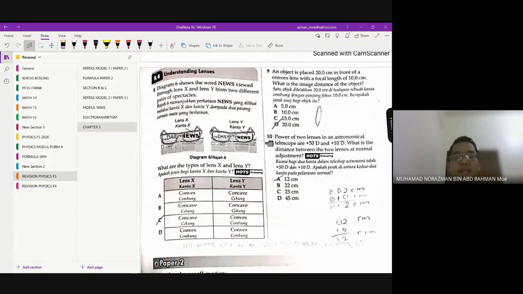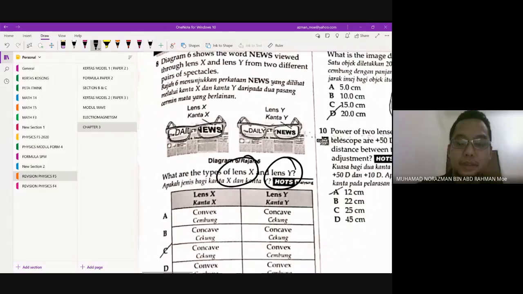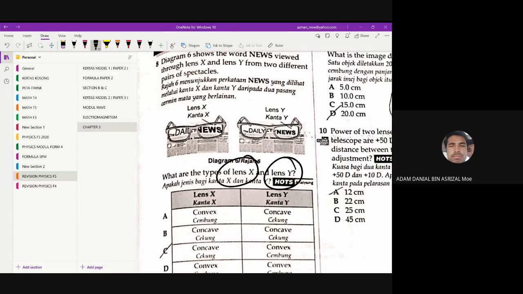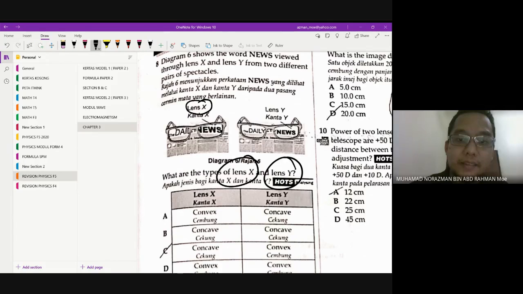Okay, number 8. Diagram 6 shows word news viewed. Okay. What type of lens? Okay, so macam kita buat soalan ni. First, apa yang kita kena perhatikan? What do we need to see? Characteristic. For lens X, it is magnified. Tu je beza. For lens Y, it is diminished. Okay, magnified and diminish.